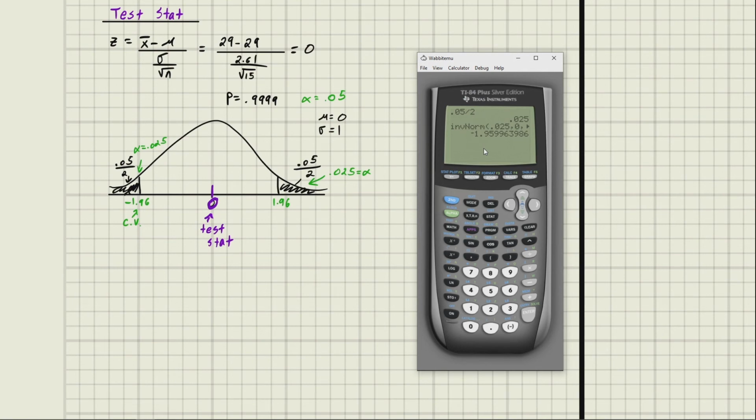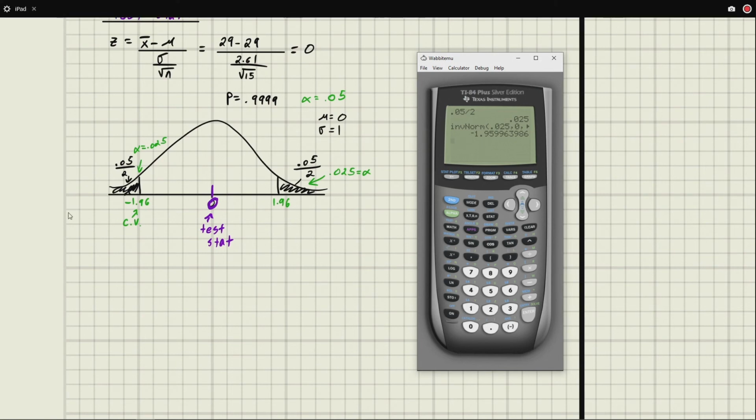This point isn't that important, but you might run into a professor who cares about this detail, so just be aware of that. Now, I said I'd show you how to get this number also using the chart.